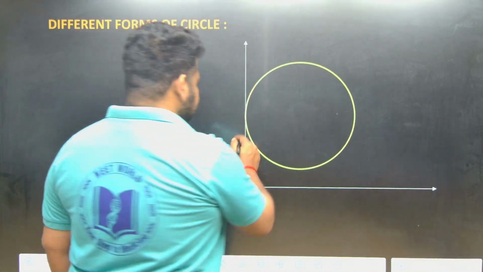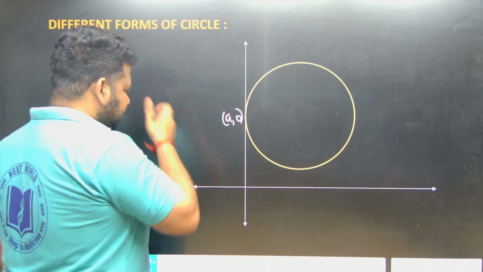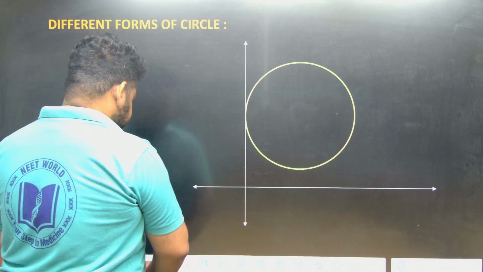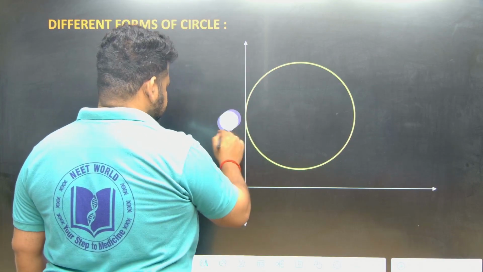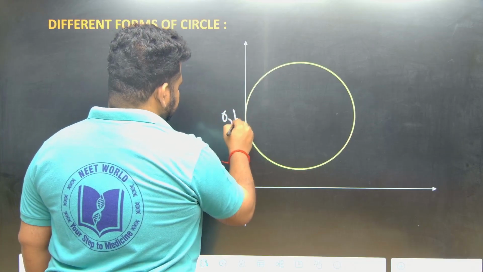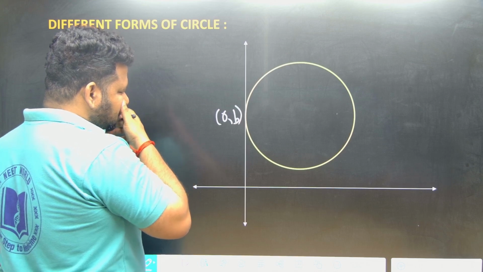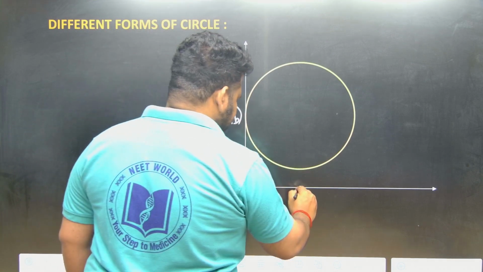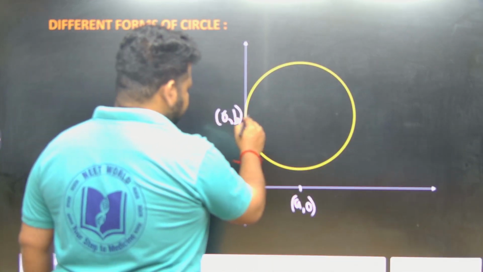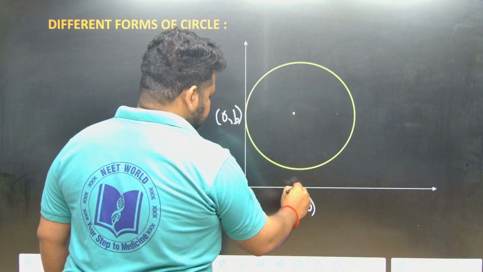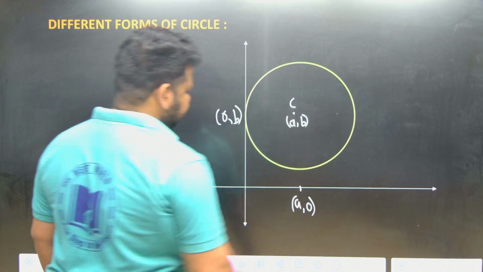If it is touching the y axis, say at the point 0 comma a, or better we will take it as 0 comma b. At this point it is touching the circle. Now let there be a point here, that is a comma 0 on the x axis. If you consider these two points, this will be b and this will be a; this is the center of the circle.